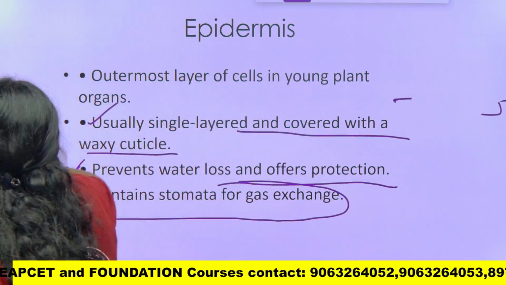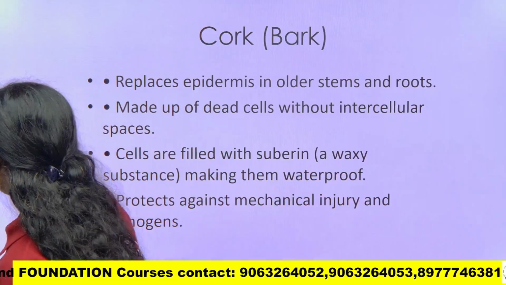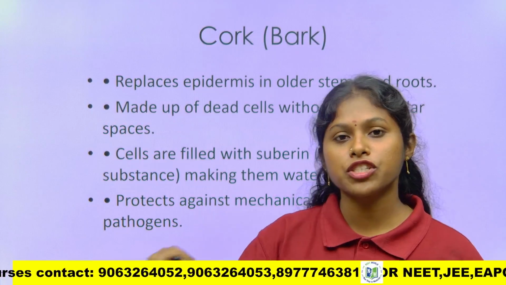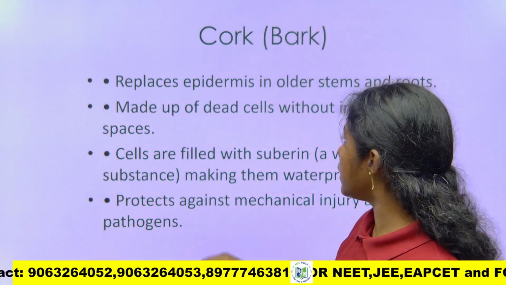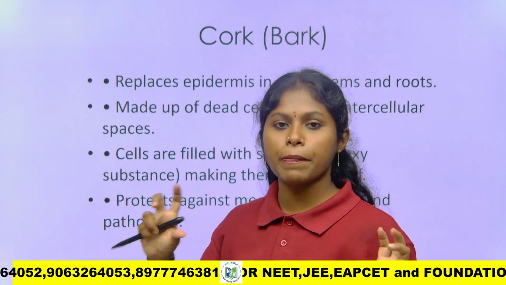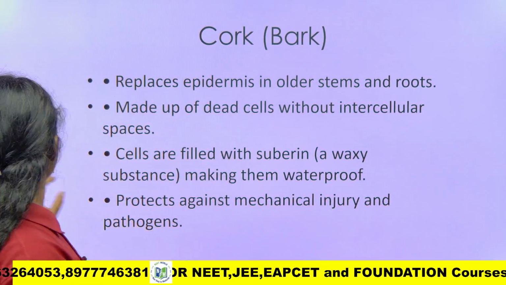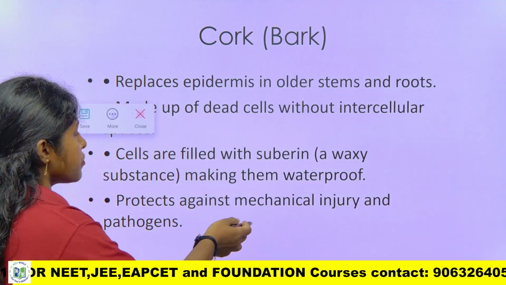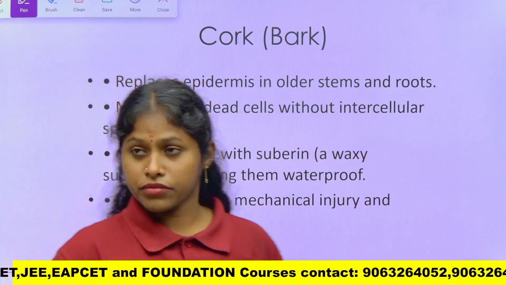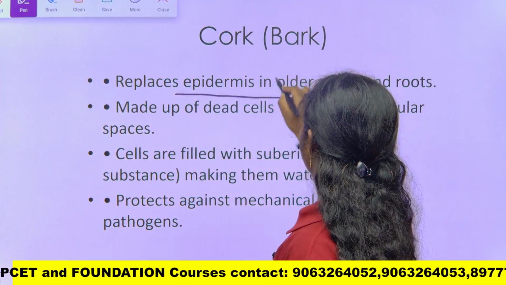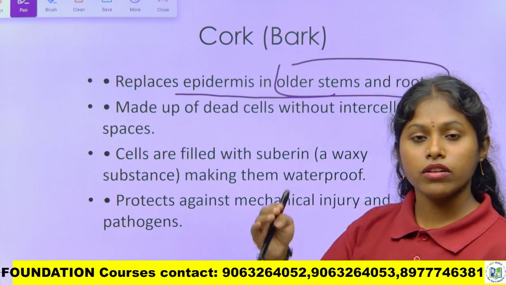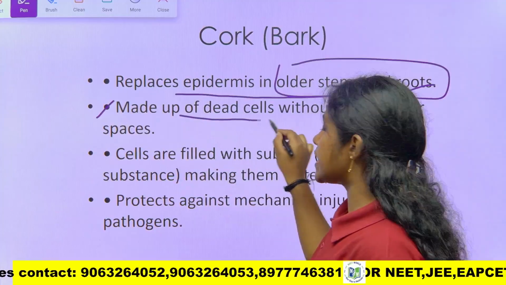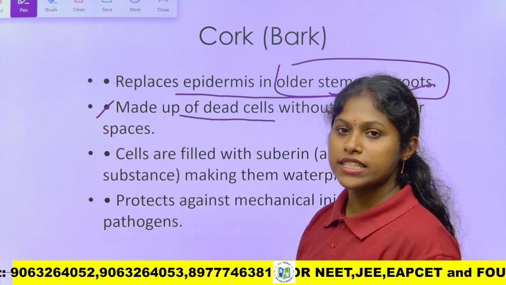So coming to the cork. The epidermis later will be merged with the cuticle. Coming to the cork children, after the epidermis, the layer present is the cork. When the plant is growing older, the epidermis layer will be replaced by this cork. In older stems and roots we mainly find the cork. It is made up of dead cells. The wood is nothing but the cork, children.